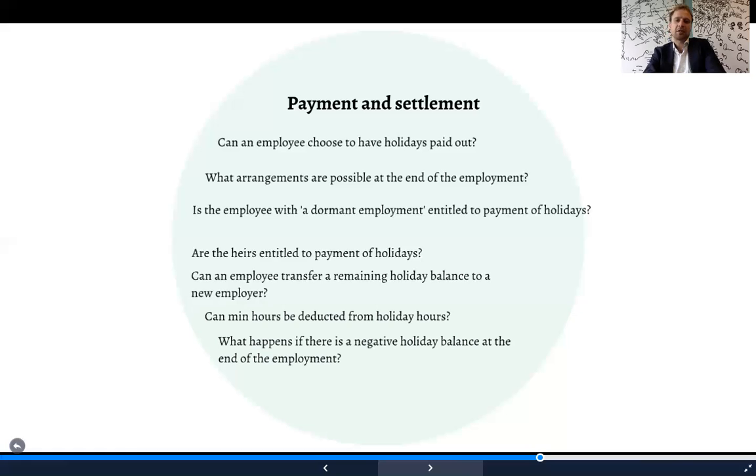And what happens if there's a negative holiday balance at the end of the employment? That sometimes happens if an employee took a long holiday at the beginning of the year and terminates the employment contract, let's say in the first couple of months of the calendar year. Then there were not sufficient days accrued during the year, while there are a lot of days taken already. Then most of the employers deduct the salary of those extra vacation days, so the extra holidays that were taken before they were accrued, from the final settlement.